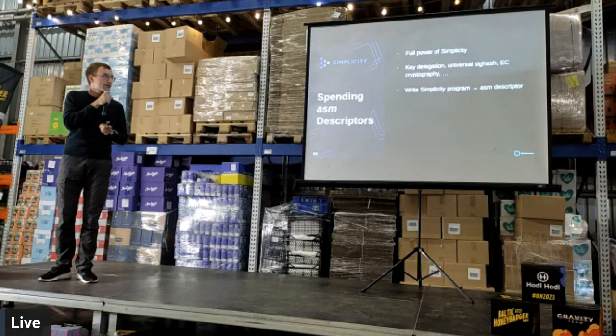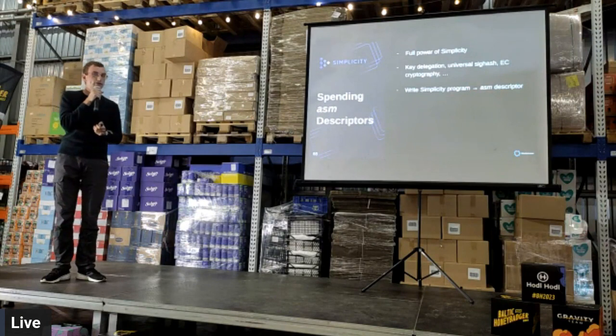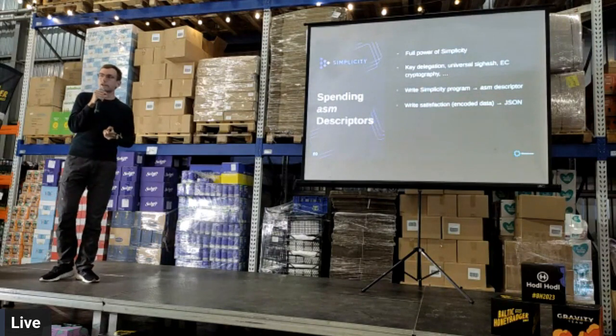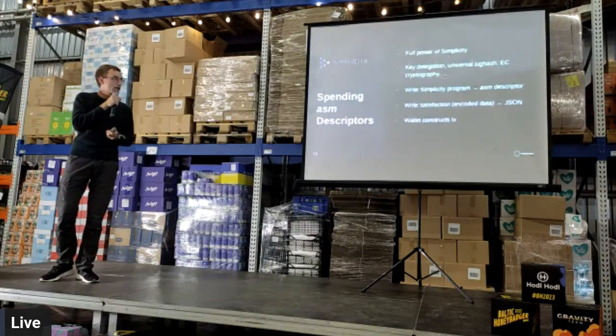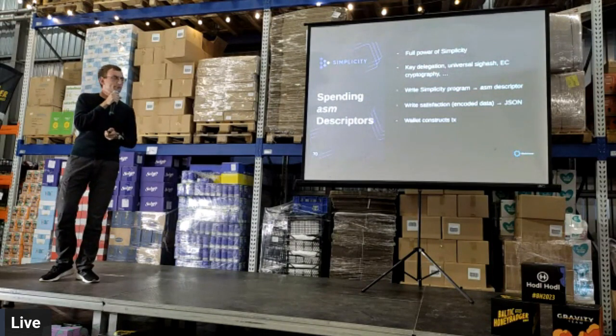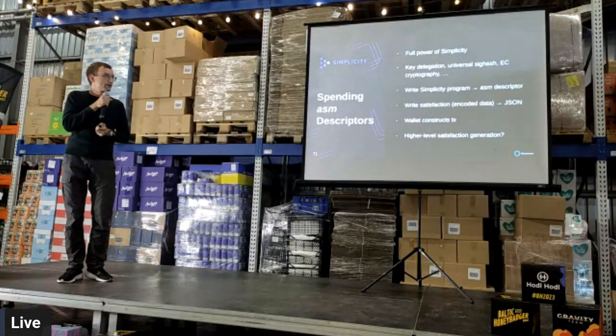So that's powerful. And what you do is you write a Simplicity program. We put this into an ASM descriptor. You send money, you fund this descriptor, get a UTXO, and then you write a satisfaction for the program that you wrote. Right now, you have to write a JSON file, so that's kind of manual. You give this to the wallet, it constructs a transaction, and then the coins are moved to wherever you wanted to move the coins.